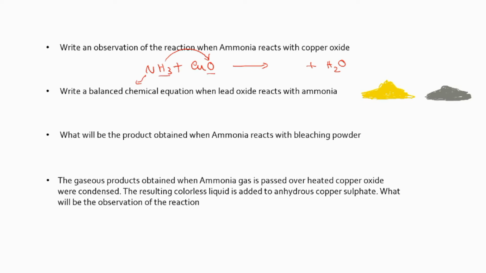So what will be the other product obtained? Nitrogen. Okay, yeah. Then now from copper oxide, oxygen is going away along with hydrogen. So what will be the other product? Yeah, it will be copper.